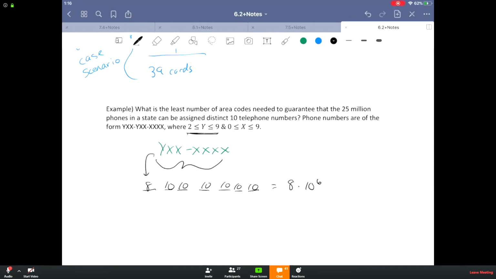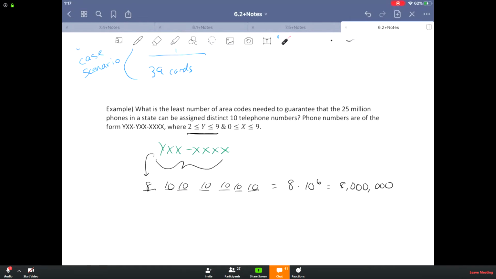Okay, this comes out to be an 8 with 6 zeros, so 8 million. So you can make 8 million different phone numbers. Yeah, you're right, Chris. Yeah, so why do we have the 10 to the power of 6? Because you have 10 times 10 times 10 times 10 times 10 times 10. 1, 2, 3, 4, 5, 6.